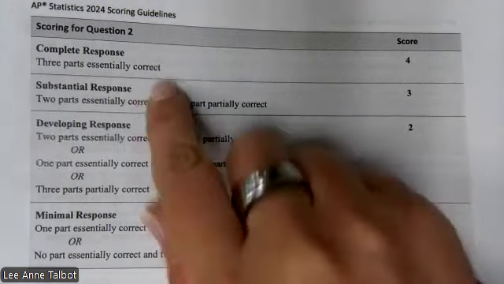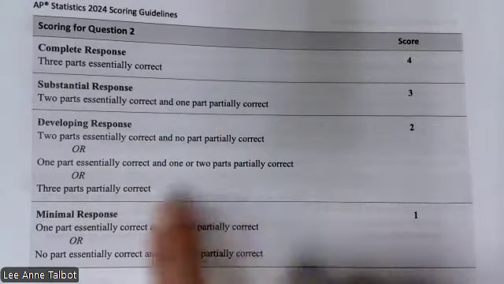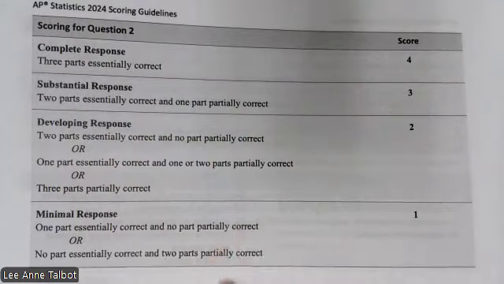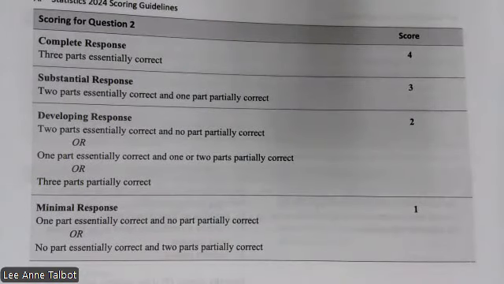Okay, 3 parts essentially correct is a 4. 2 parts essentially correct and 1 part partially correct is a 3. Same dealio. Score yourself, please.